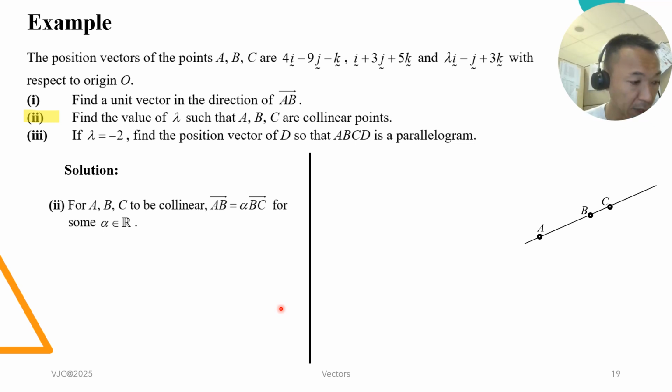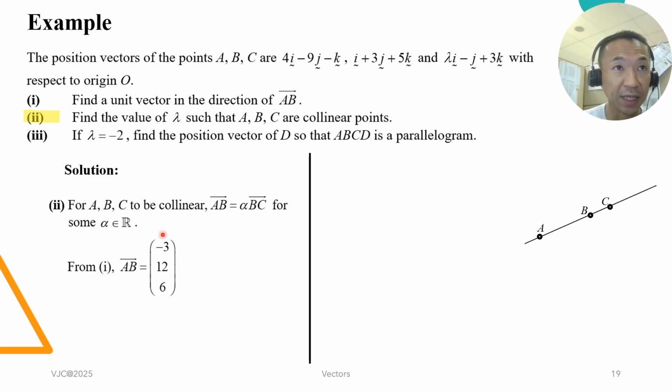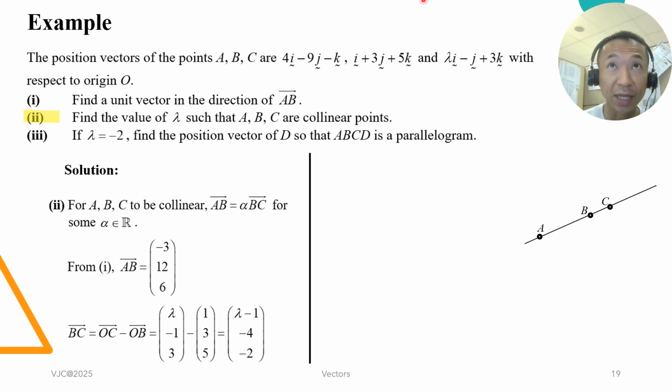Quite clear. Now, from part 1, you have already found AB, which is -3, 12, and 6. This is given. What is BC? BC you can also find, which is actually OC minus OB. And everything will be in terms of lambda, which is an unknown here, which is fine. Now, since A, B, C are collinear, we can definitely say AB equals alpha BC.